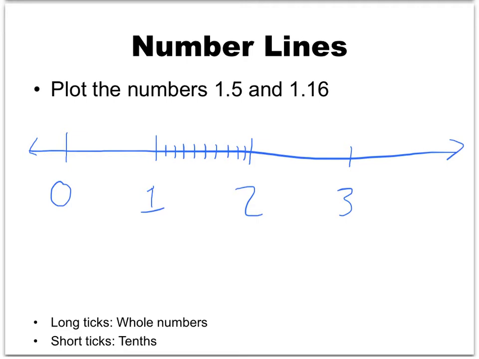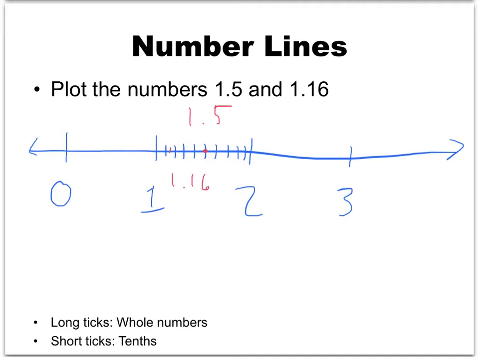So now to plot the number 1.5, that means we're going to go over 5 tick marks from 1. So we're going to go 1, 2, 3, 4, 5. And so we'll put a dot there and we'll label that as 1.5. So there's how I plot the number 1.5. Now the number 1.16 is somewhere between 1.1 and 1.2, and so we'll go a little bit over halfway in between 1.1 and 1.2, and we'll put a dot there and we'll label that as 1.16.